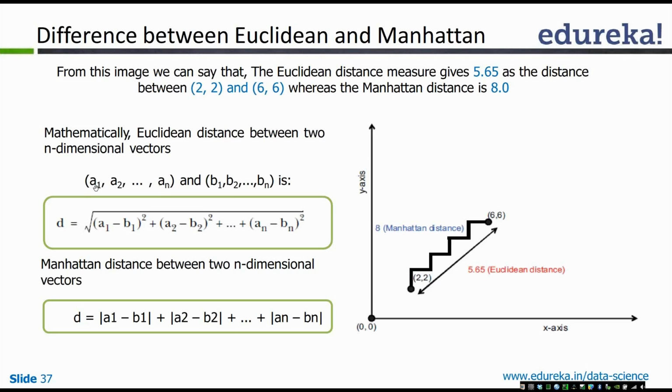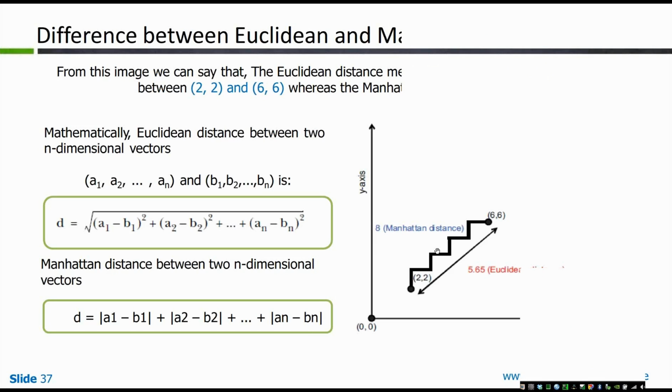So if I have n-dimensional data points, then my Euclidean distance is this, and the Manhattan distance is computed like this. It's simply the absolute difference between individual components, like A1 minus B1, take the absolute value, and then you sum those absolute differences. What you get is something called a block distance. So Manhattan distance is also called block distance.